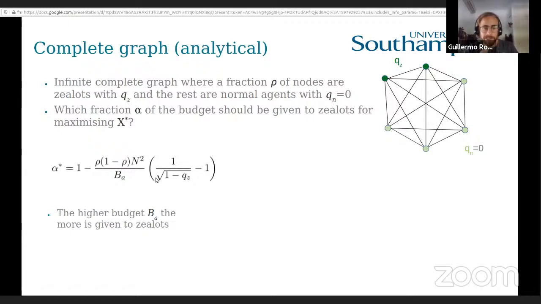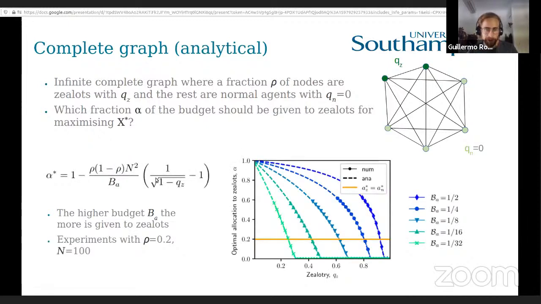And interestingly, the budget is playing an important role there, because if you have a large budget, you should go to target Zealots directly. And if you have a low budget, you should go for the normal agent. And actually, we have here the experiments, both numerical and analytical.